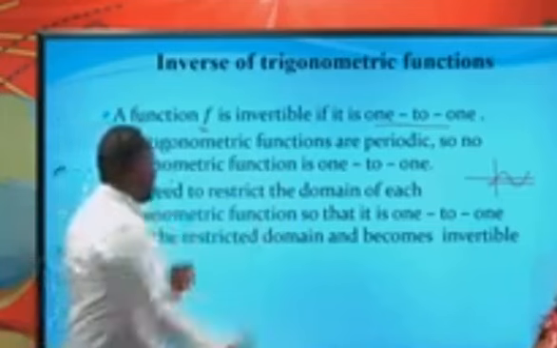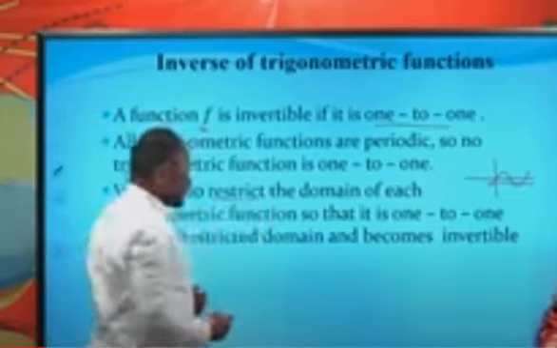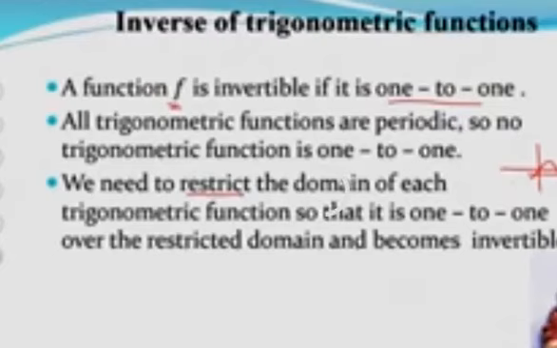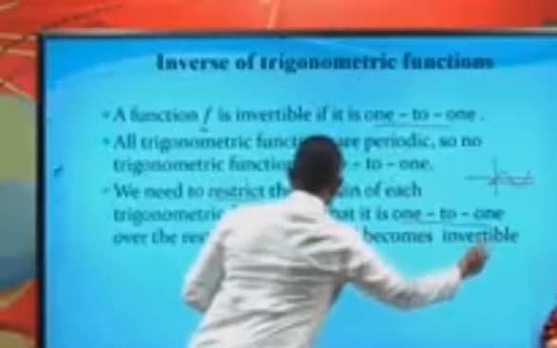But if you restrict the domain of each trigonometric function, it will be one to one. So we need to restrict the domain of each trigonometric function so that it is 1 to 1 over the given domain, and it becomes invertible. Now let's start with the inverse of the sine function.